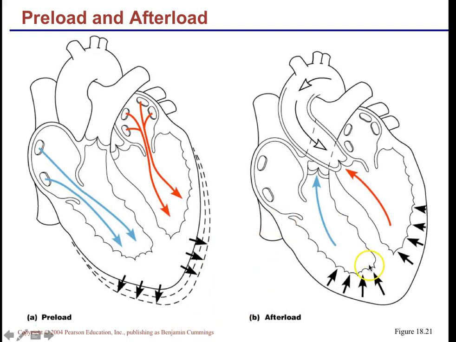And then your afterload is over here. So that's going to be that elastic recoil, but it's also going to be the fact that you've pushed the blood into your arteries, into your pulmonary artery, into your aorta, and that pressure will have to be overcome the next time the heart beats. It's not a problem with a normal heart. Your preload and your afterload should be matched so that the heart isn't in a situation where it has to work harder.